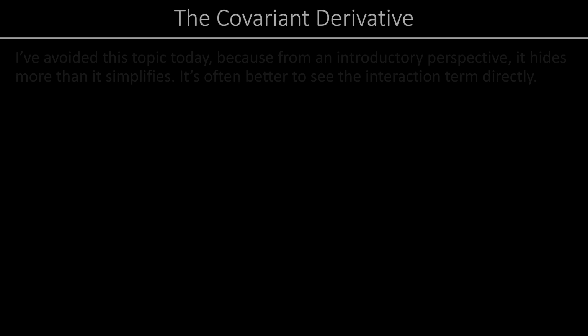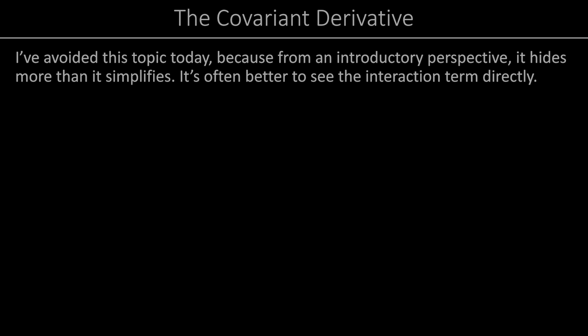So in this video, I have intentionally avoided the topic of the covariant derivative, but I know that if I don't mention it, at least in passing, I'm going to get a million comments like, hey, why didn't you talk about the covariant derivative? How can you talk about gauge theory without talking about the covariant derivative? So, okay, let me just say a couple of words about it. First of all, I think that when you're first getting into electromagnetism as a gauge theory, you should not worry about the covariant derivative. This is a concept that I think hides more than it simplifies.